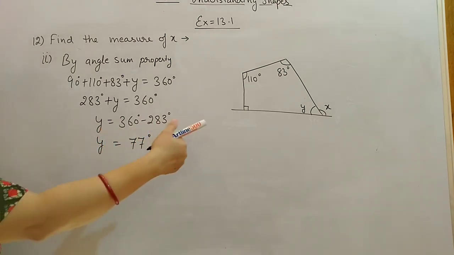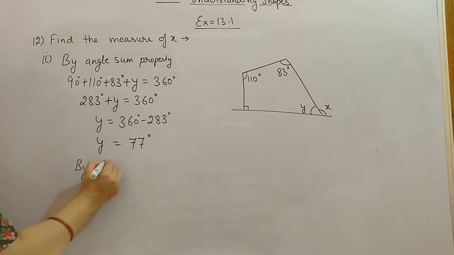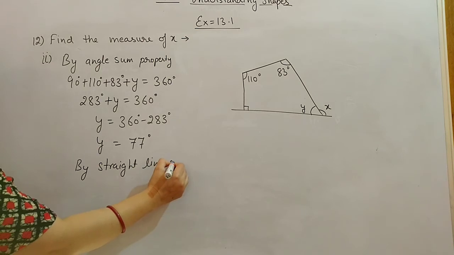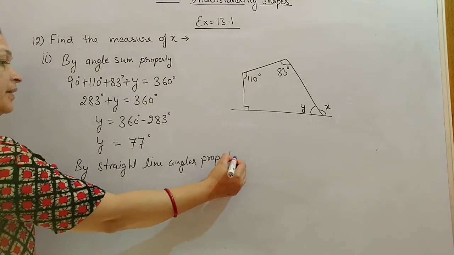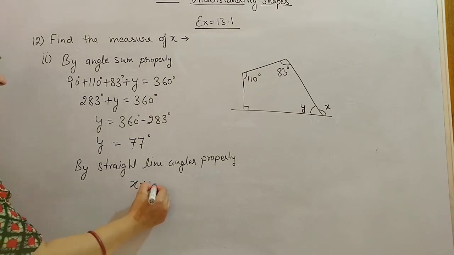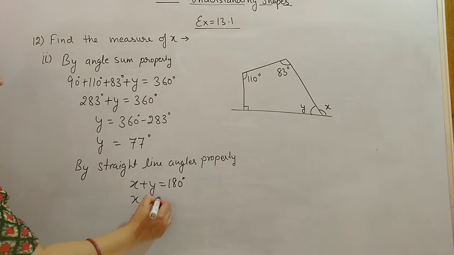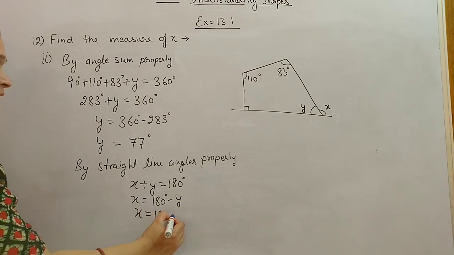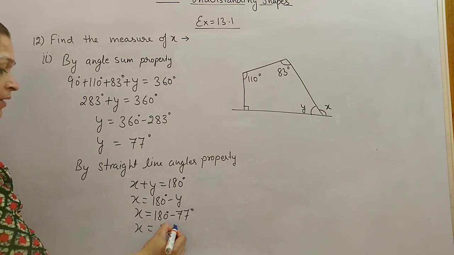Now we can use the straight line property. We can write linear pair angles also, or straight line angles. x plus y will be equal to 180. Straight line angle is 180. x is equal to 180 minus y, and the value of y is 77. So 180 minus 77, the x value is 103 degrees.